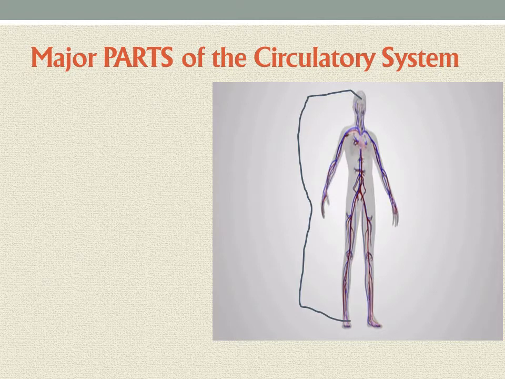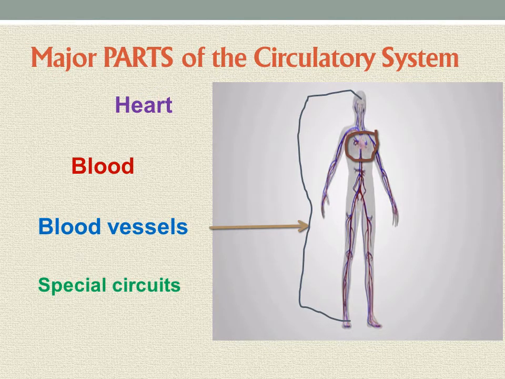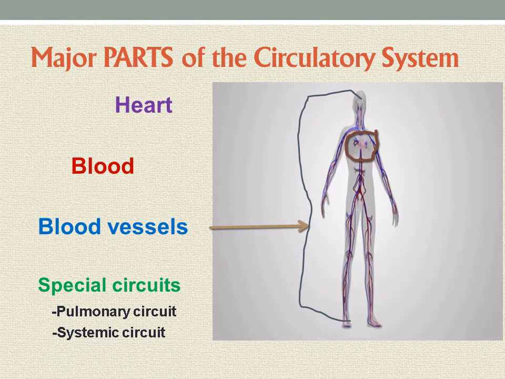This system comprises the heart, the blood, the blood vessels, with two circuits such as the pulmonary and the systemic circuits.